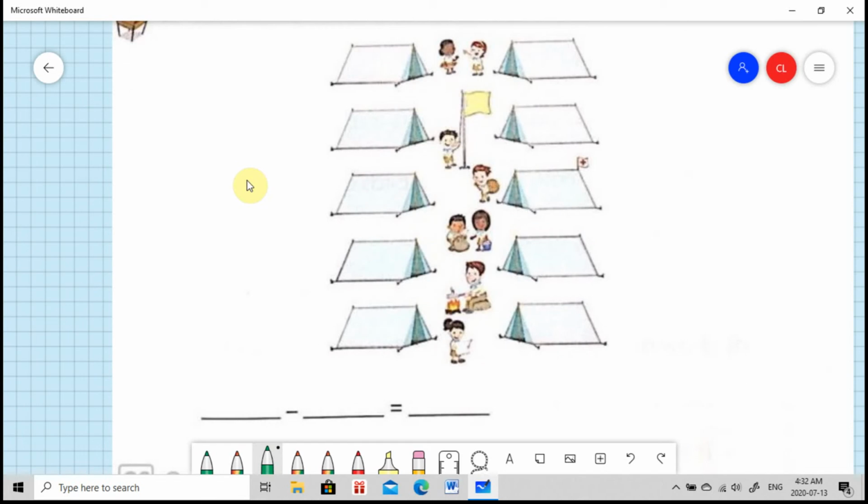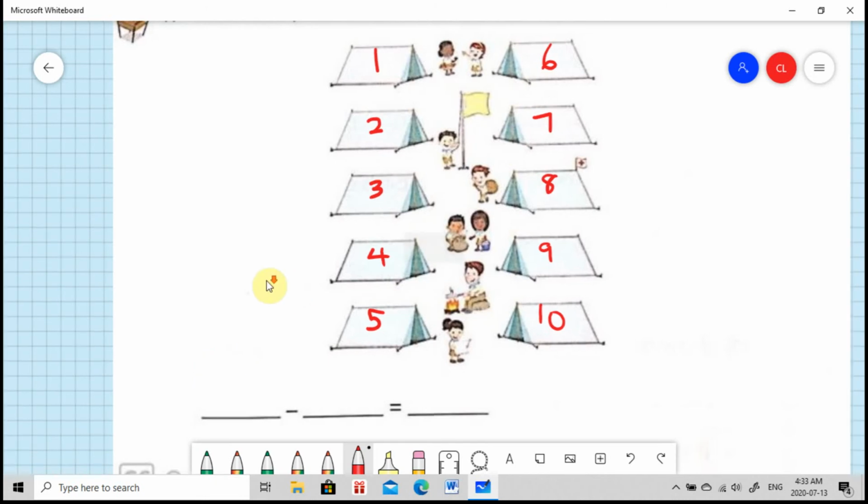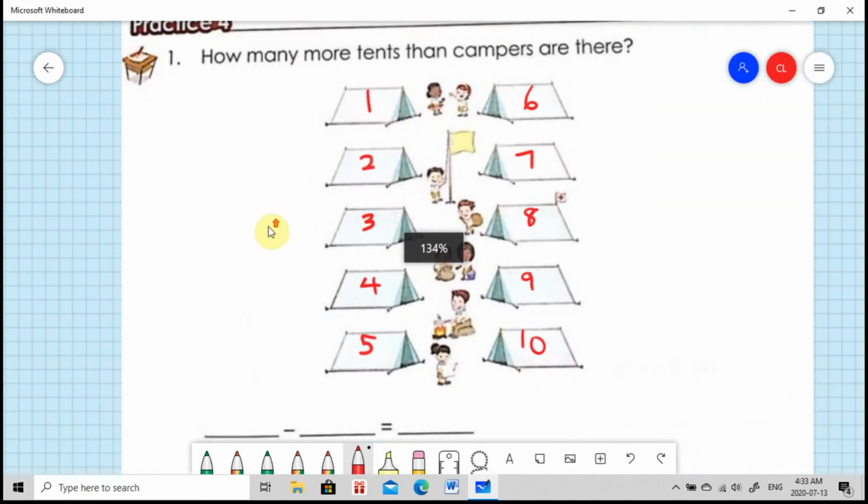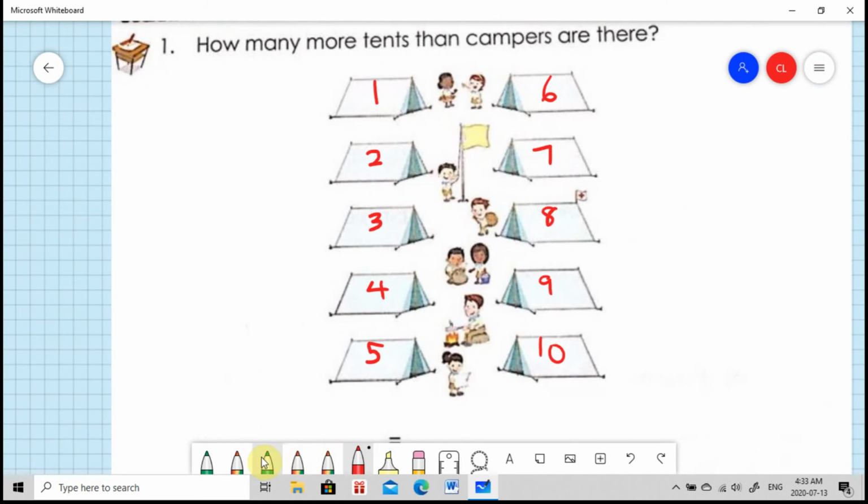So we have 1 tent, 2 tents, 3, 4, 5, 6, 7, 8, 9, 10. Right, we have 1 to 5, then you have 6 to 10. We have 10 tents. Before you write it down, let's count how many campers we have.